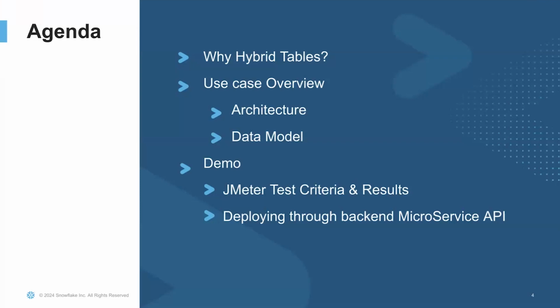Then we'll go through a load test using JMeter. I'll walk you through the criteria and the results. I'll conclude by showing you a microservice API, which we built on top of hybrid tables, and how you can access it from your embedded analytics applications. By the end of this presentation, you'll have a clear understanding of not just what hybrid tables are, but how they can be practically implemented in your environment.